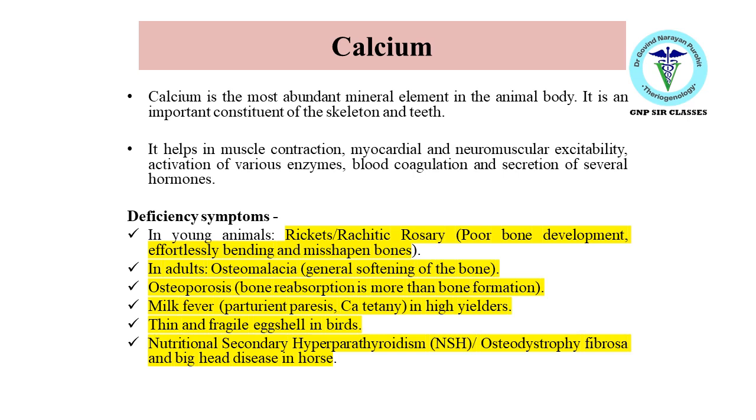Deficiency symptoms. In young animals, rickets, rachitic rosary, poor bone development, easily bending and misshapen bones. In adults, osteomalacia, general softening of the bone. Osteoporosis, bone resorption is more than bone formation. Milk fever, parturient paresis, hypocalcemic tetany in high yielders. Thin and fragile eggshell in birds. Nutritional secondary hyperparathyroidism, NSH. Osteodystrophia fibrosa and big head disease in horse.